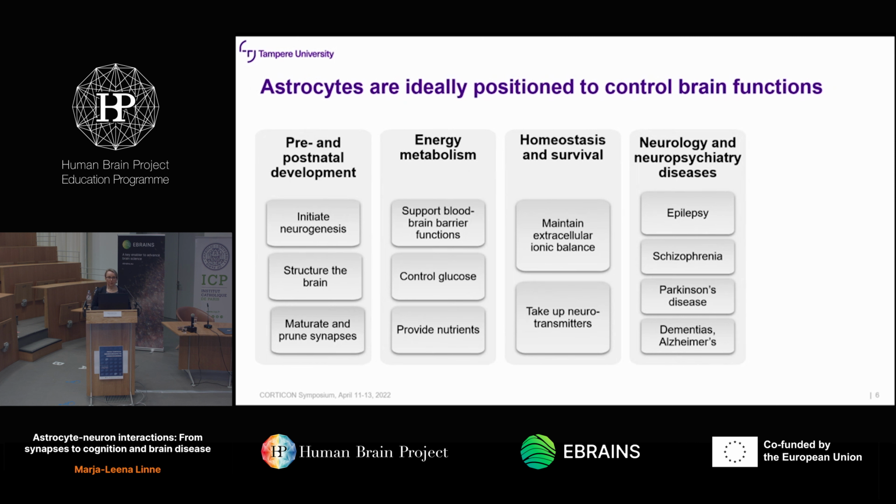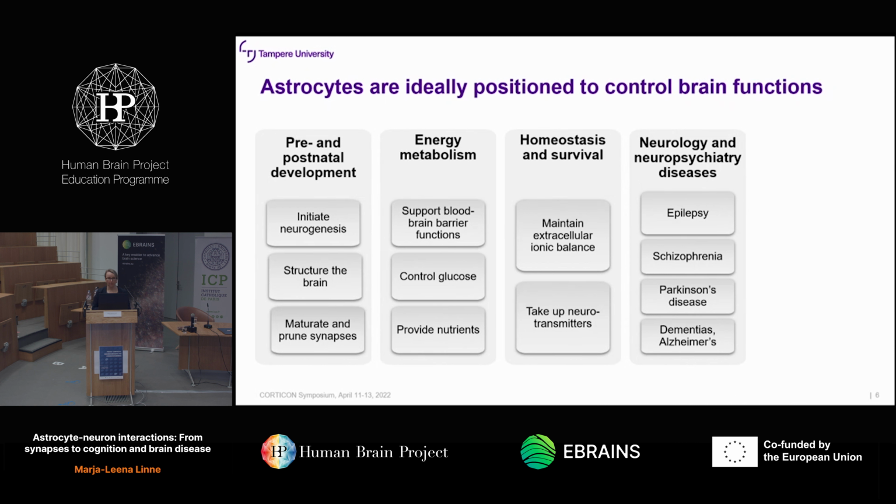With all this morphological and anatomical knowledge that we have now, we can safely say that astrocytes are ideally positioned to control brain functions. The aspects I'm highlighting here in gray are that astrocytes are involved in pre- and postnatal development, like initiating neurogenesis, structuring the brain, and maturating and pruning synapses. These aspects have been well understood for 10, 20, 30 years.